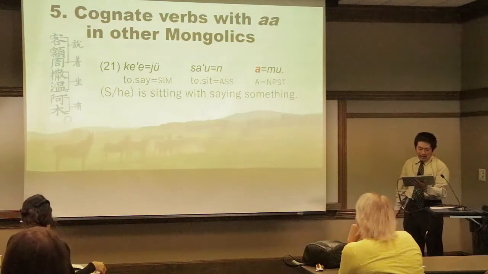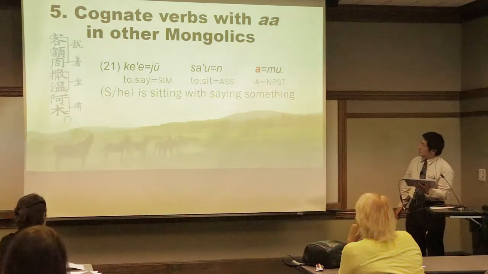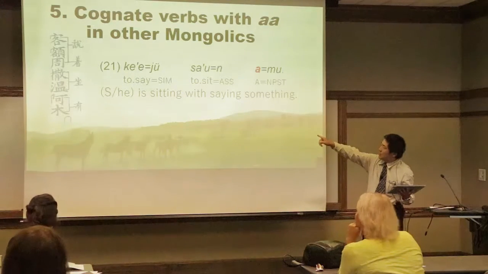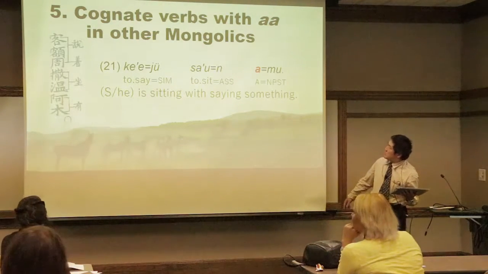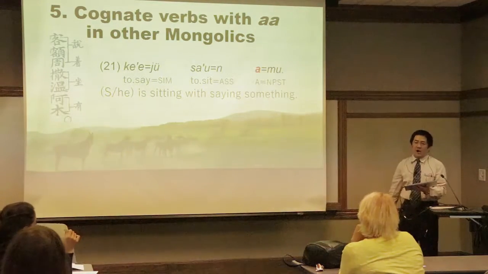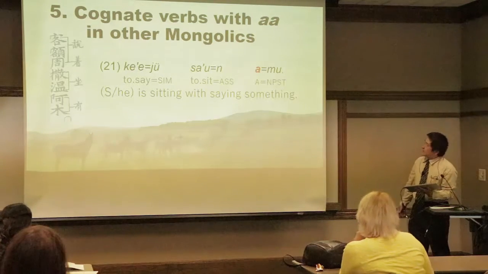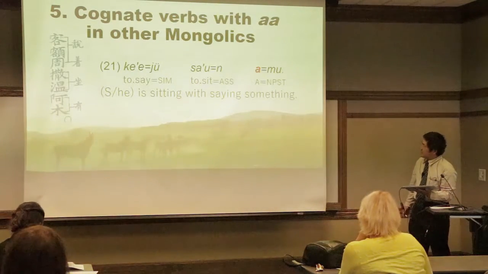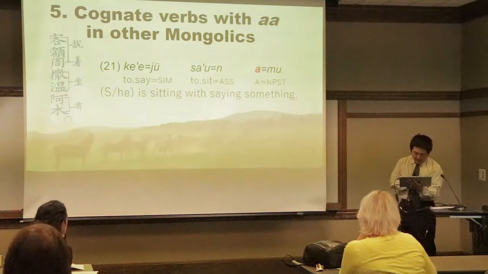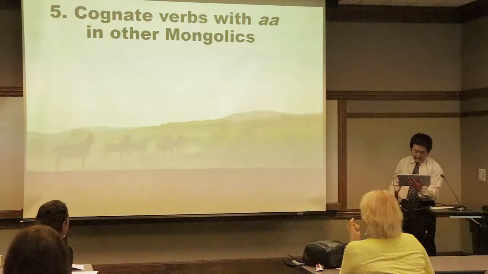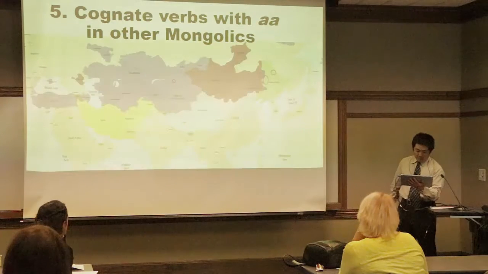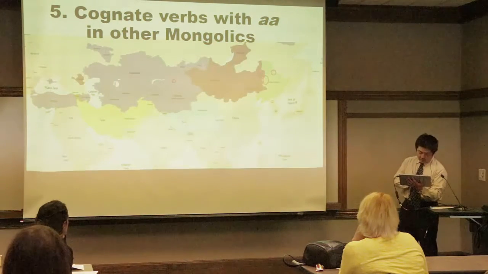Cognate verb with R in other Mongolics. This is Middle Mongolian. Keju saun amu. In Middle Mongolian, R is attested. This is apparently cognate with Dagur R, and it means sitting with something. This is an auxiliary use. So I want to see other Mongolics using a cognate with a. Shown the map again.